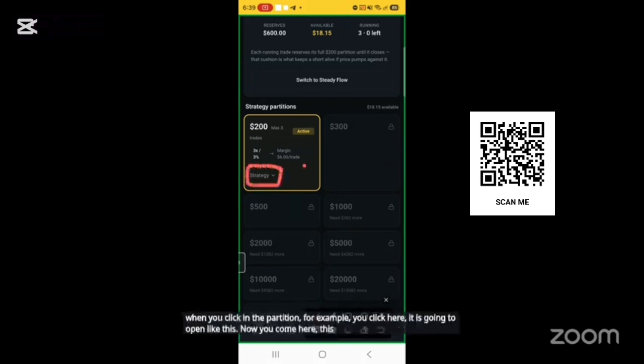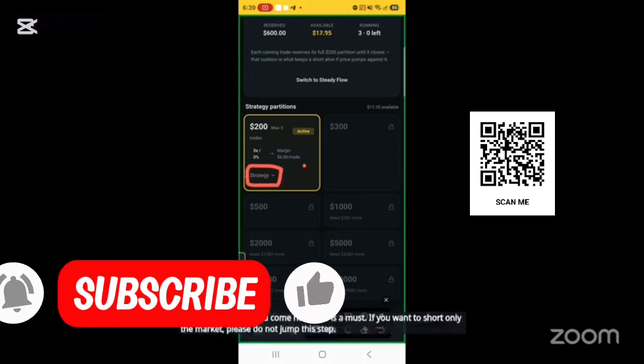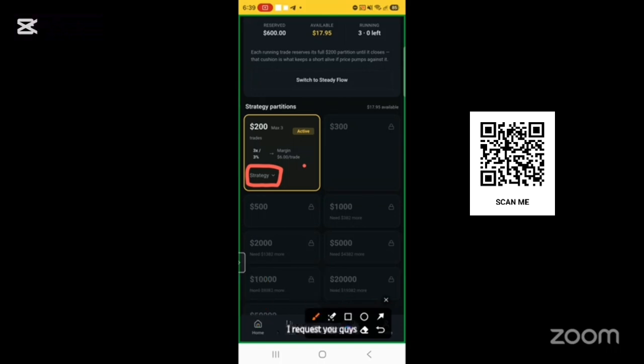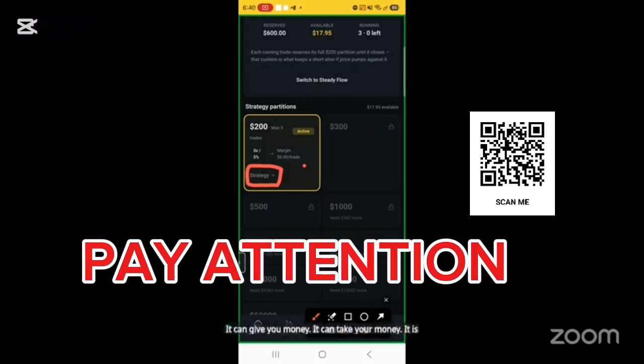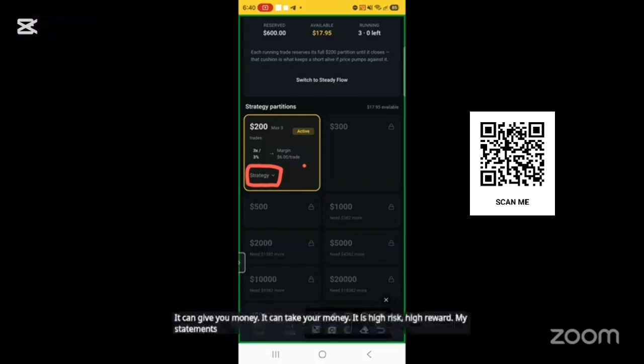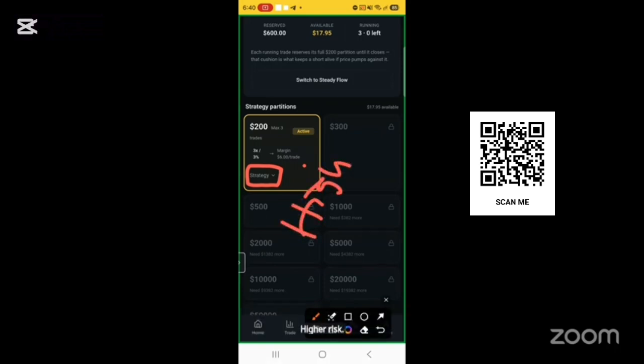This is a must. If you want to short only the market, please do not skip this step. I request you guys, I beg you. It can give you money. It can take your money. It is high risk, high reward. My statements are very clear. High risk, high reward.